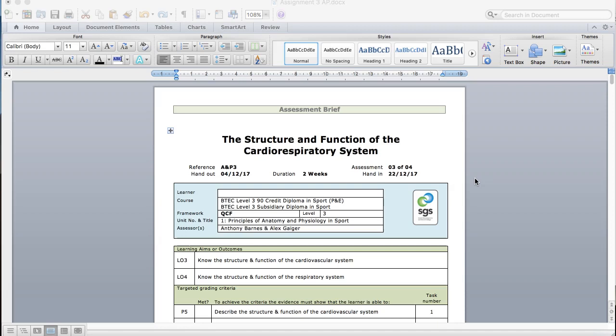This is the third assignment for Anatomy and Physiology. It was out on the 4th of December and it is due in on the 22nd of December, which is the Friday of half term. It's really important you meet that deadline.